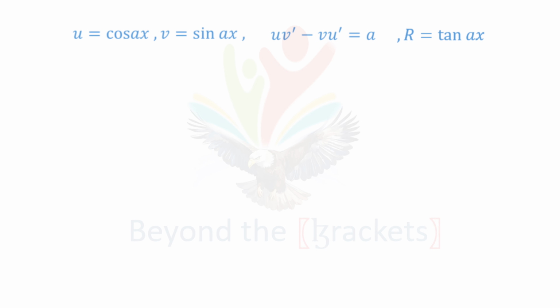A is given by the formula minus integral of v into r by Wronskian with respect to x. Here v is sin ax, r is tan ax. Wronskian value we have got is a.